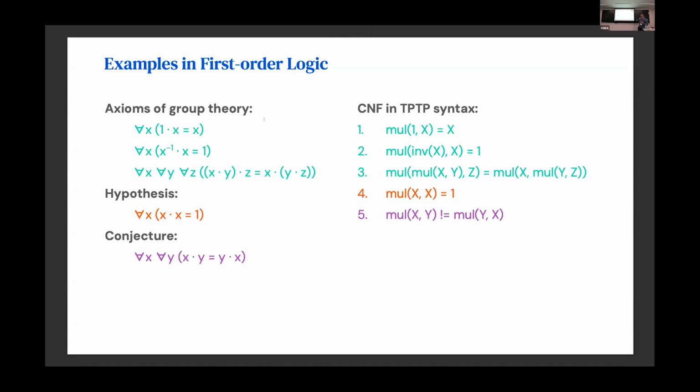So these are some axioms of group theory encoded in first order logic. There's a hypothesis, there's a conjecture, and that is how it looks in this TPTP syntax, which has predicates and so on. If this looks a bit opaque, don't worry about it. We don't need to worry too much about the details of the first order logic.